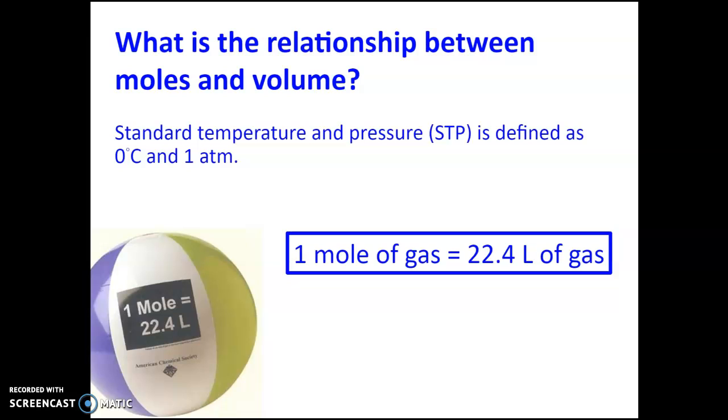Now, that's a really specific set of conditions. And so later on in this class, we'll talk about how to study gases when they are not at STP. But for now, we're just going to assume that any gas that we're studying has been cooled to 0 degrees Celsius and is being kept at 1 atmosphere. And that allows us to use this conversion factor that 1 mole is 22.4 liters of gas.